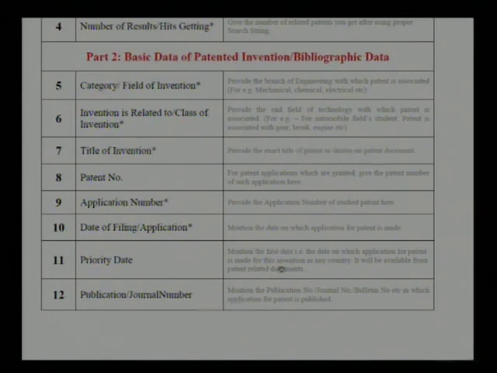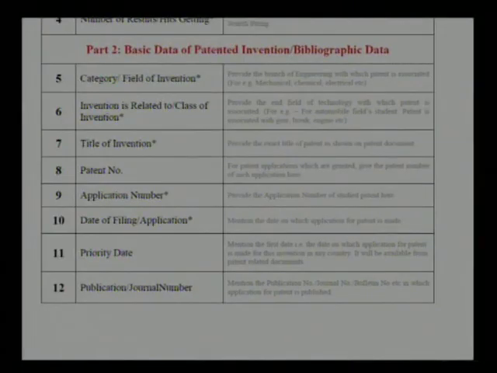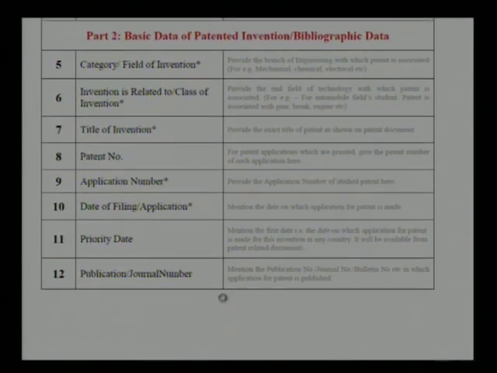The next question is publication and journal number. As I have told before, after the application, the application for the patent is published in the official journal of the respective country. So in whichever country that patent application is published, the volume, serial number or bulletin number of that journal comprising the application of that patent, the student has to mention over here to answer this question.